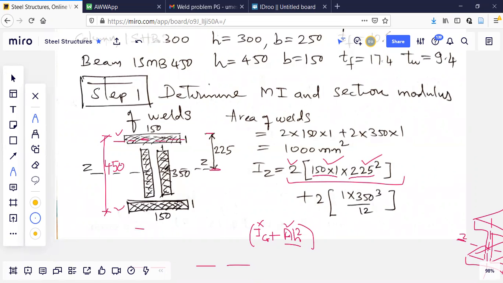Then the remaining are these two vertical rectangles, this one and this one. For these two rectangles, the centroid is the same as the centroid of the entire section. The centroid of the entire section and the centroid of these two individual rectangles are coinciding. So no question of the parallel axis theorem, simply bd cube by 12. So 2 because two rectangles, b d cube, d means 350 cube by 12. So like this, the moment of inertia is calculated. Okay.